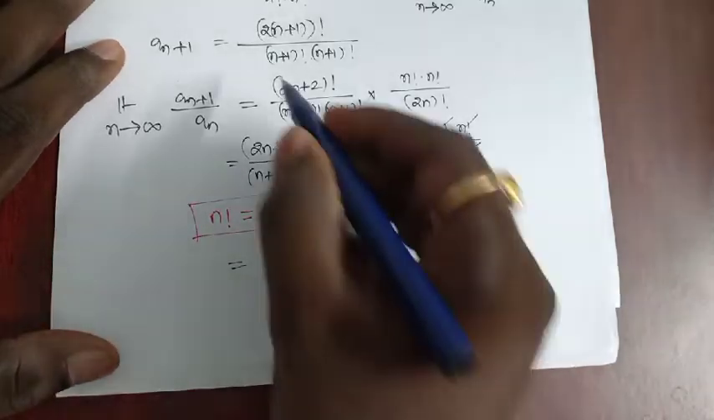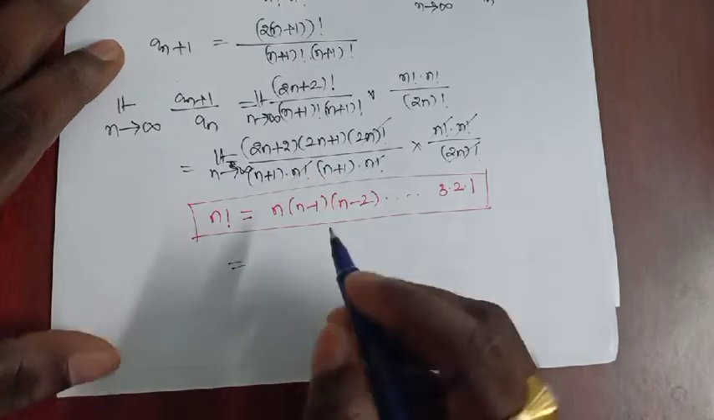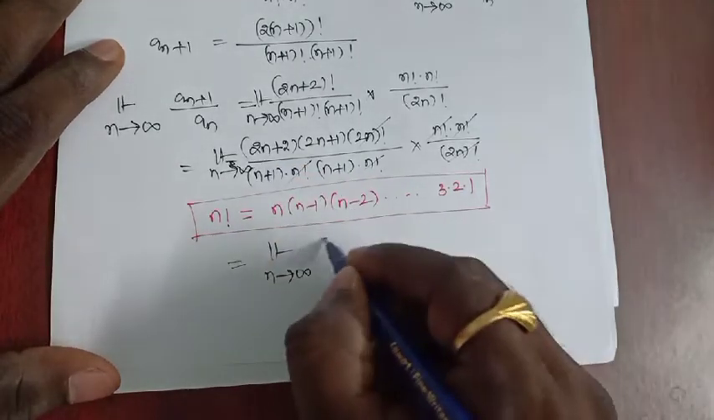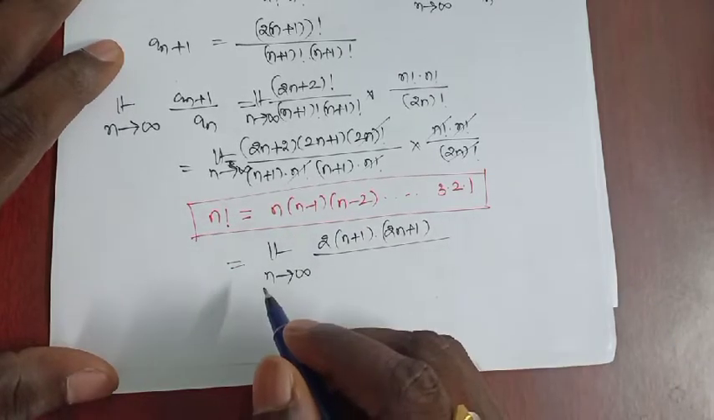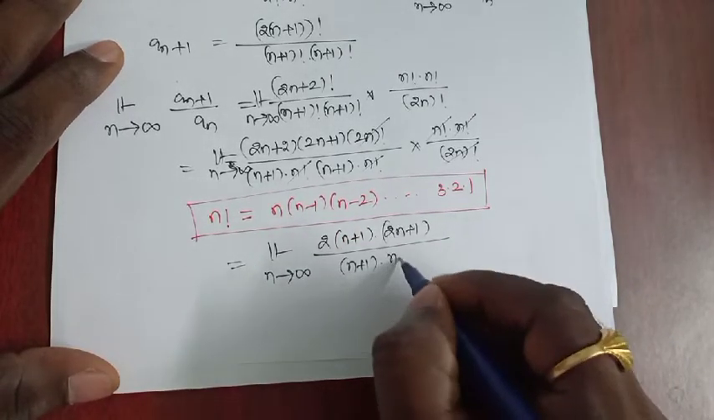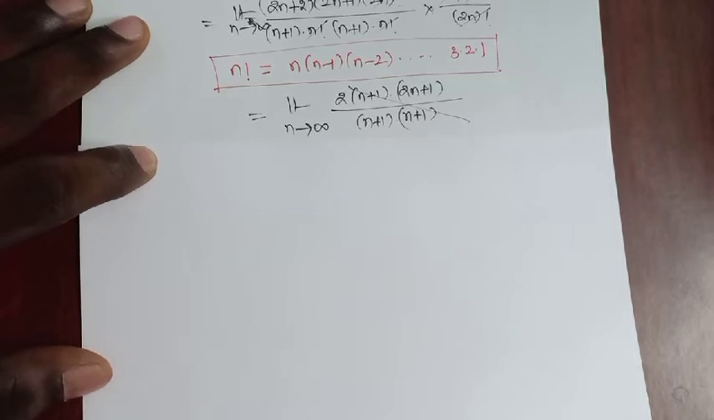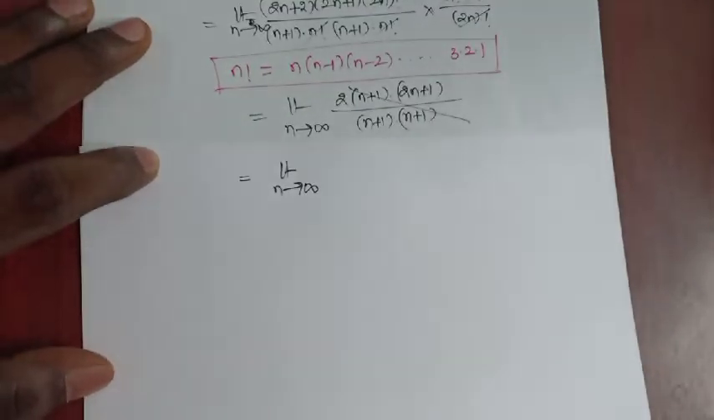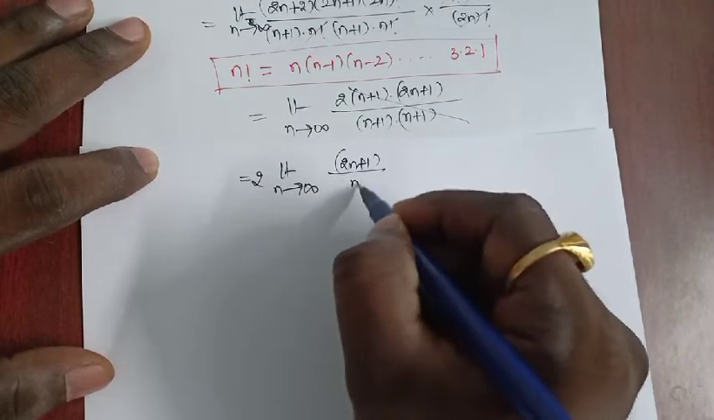So the limit as n tends to infinity: the remaining value is what? Take 2 common here. We get 2(n+1)(2n+1) divided by (n+1)(n+1), so n+1 also gets cancelled. Finally, the limit as n tends to infinity: 2 is a constant, put it outside, so (2n+1)/(n+1).